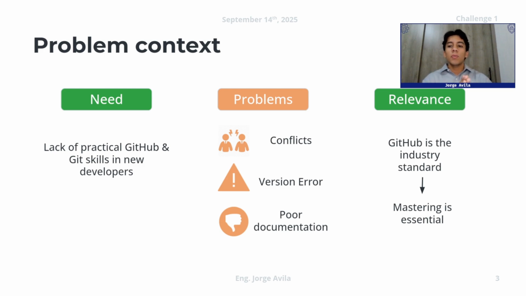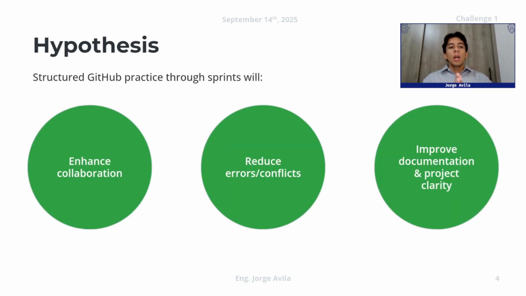Why is the challenge relevant? Because GitHub is the industry standard and mastering it is essential for all developers. I think that structured GitHub practice through the sprints will improve collaboration, reduce errors and conflicts, and improve documentation and project clarity.